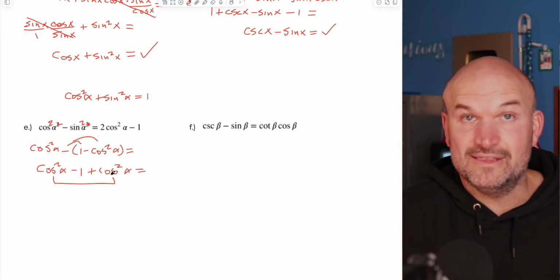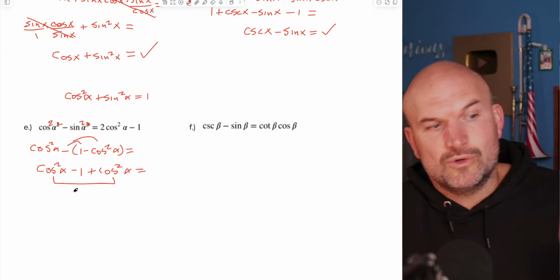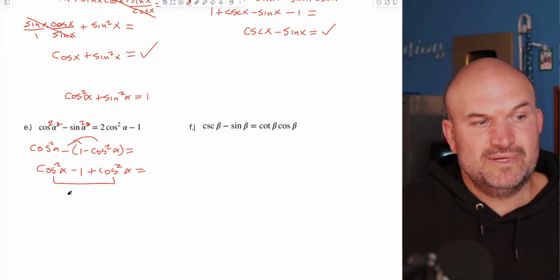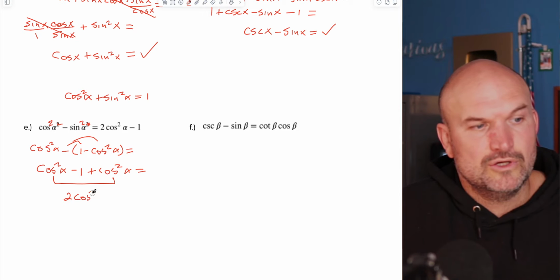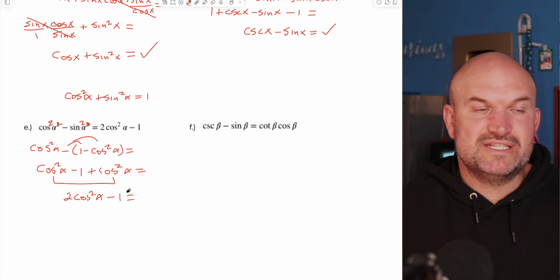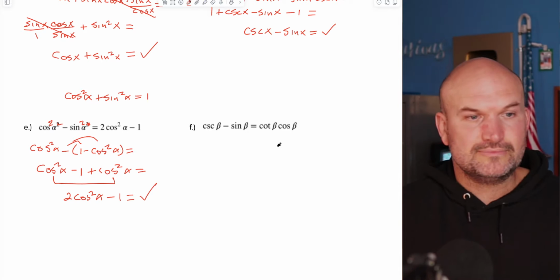Now we can combine those, right? And x squared plus x squared is 2x squared. So cosine squared plus cosine squared is going to be 2 cosine squared. So I'll have 2 cosine squared of alpha, and then we still have that minus 1, which you can see, guys, now the left-hand side is equal to the right-hand side.